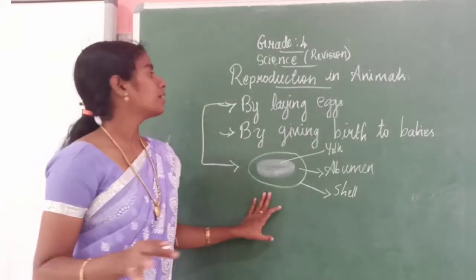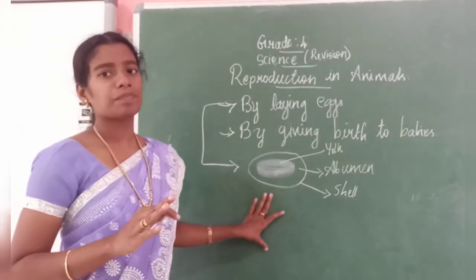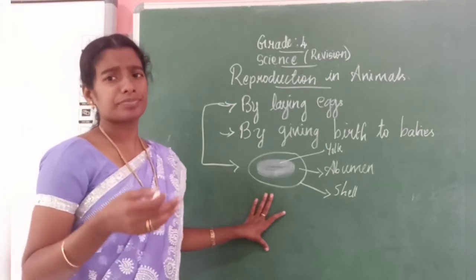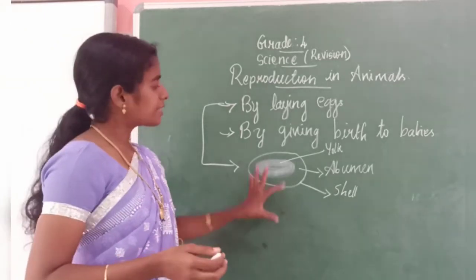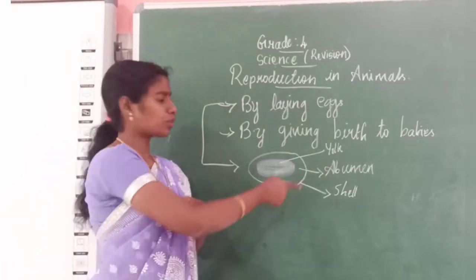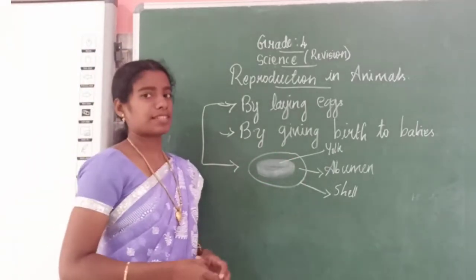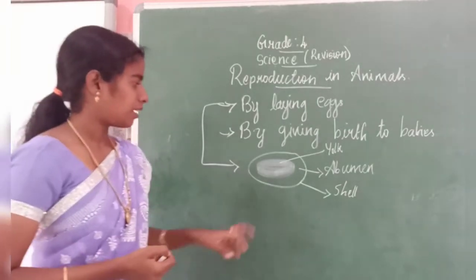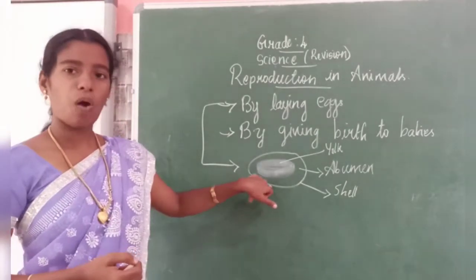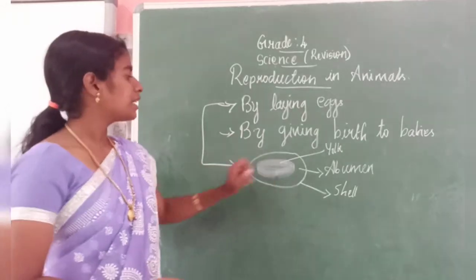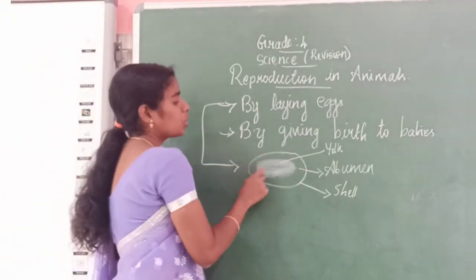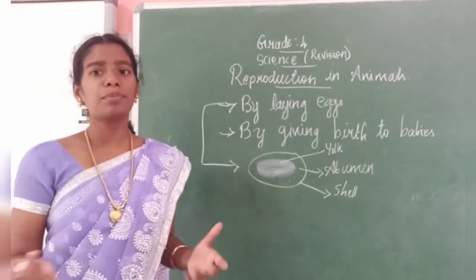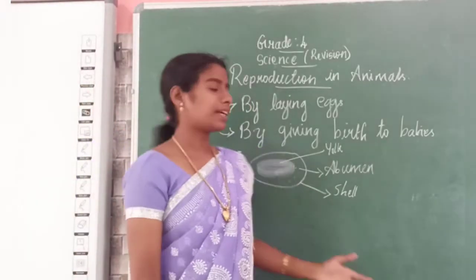Now, by laying eggs, we are learning about the hen. Hen's egg. How does it look? It will be oval in shape like this, right? What's happening in this? This is the shell. The outer covering is called the shell. Inside that, the white albumin is present. Albumin is rich in protein.